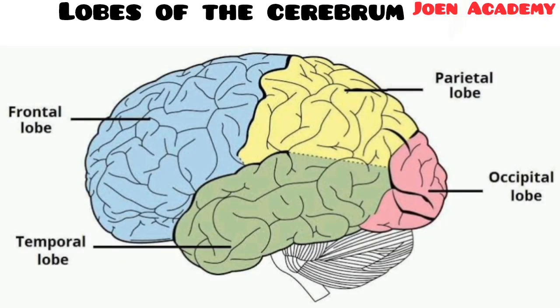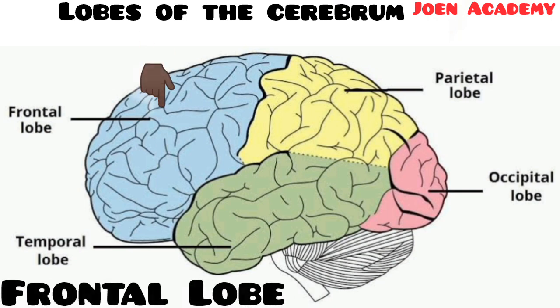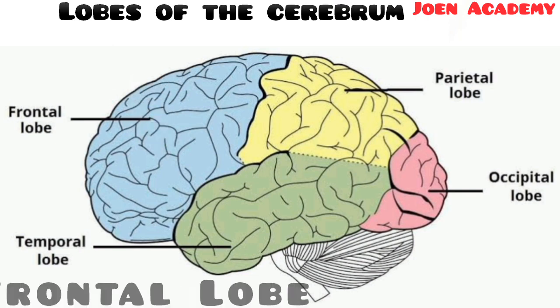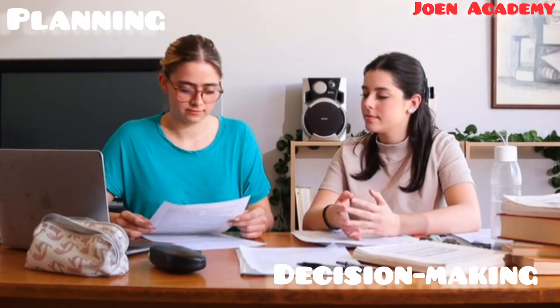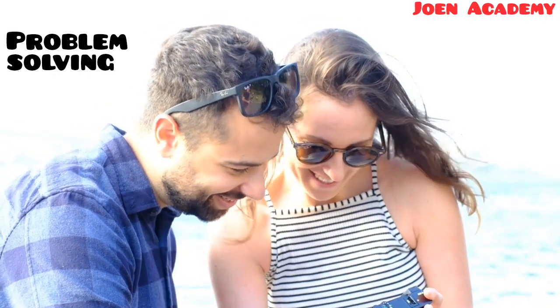Let's talk about the lobes of the cerebrum. Each cerebral hemisphere is further divided into 4 lobes. Each of these lobes has specialized functions. Let's take them one after the other. Firstly, the frontal lobe. The frontal lobe is located in the front of the brain. It is involved in higher order functions like planning, decision making, problem solving, and personality.